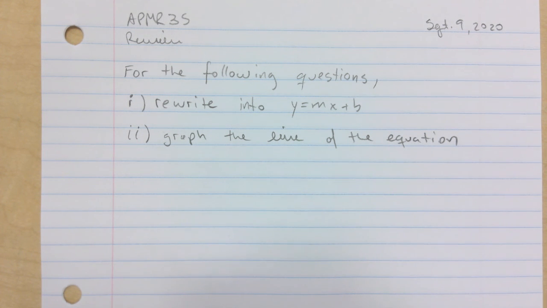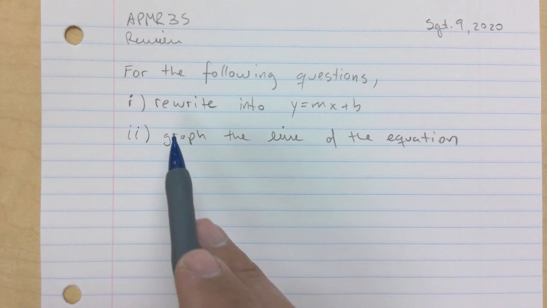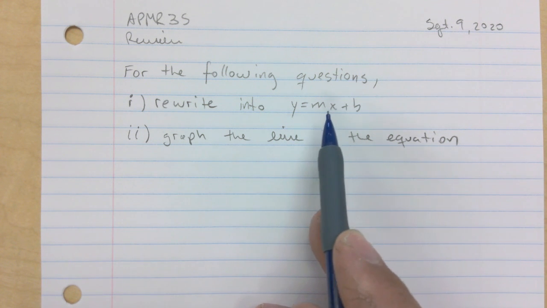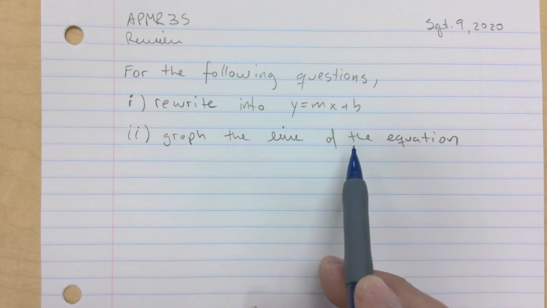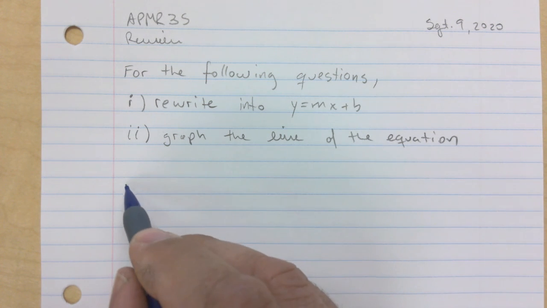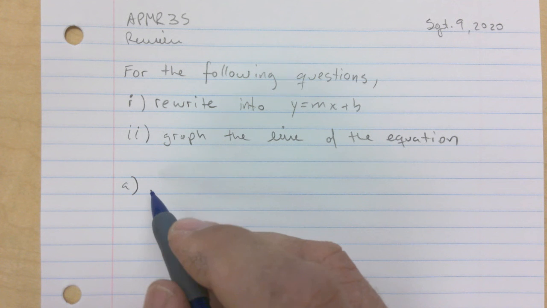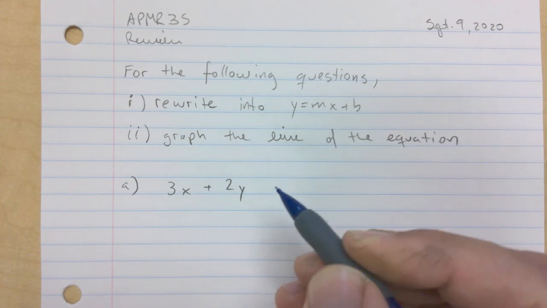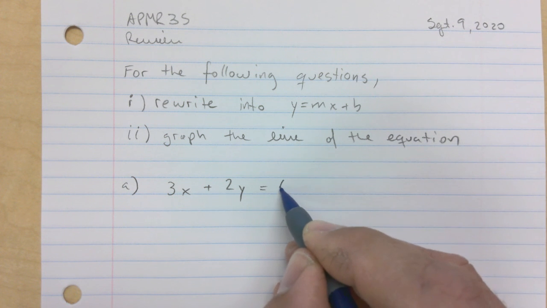Okay, so for the following questions, we will rewrite into y equals mx plus b. That's the slope-intercept form. And we're going to graph the line of the resulting equation. So for A, we have 3x plus 2y is equal to 6.